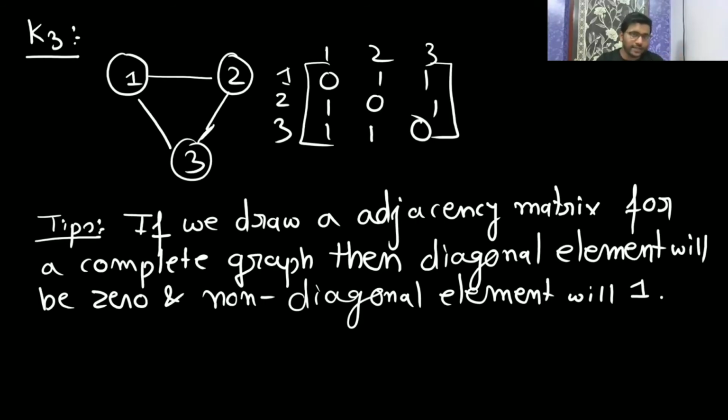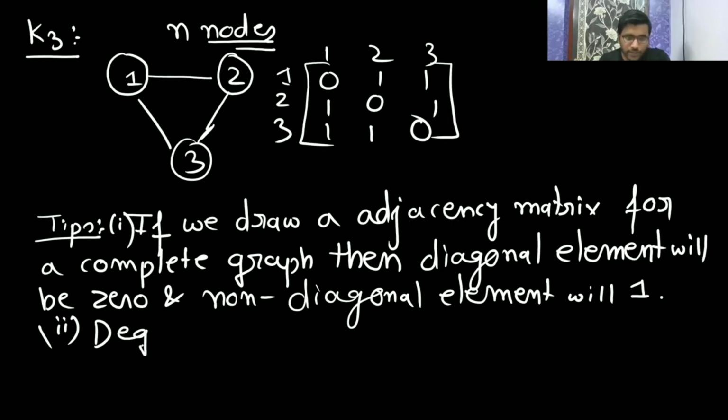They can say that K3 is a complete graph, try to find the adjacency matrix. So just write the number of nodes here, and then the diagonal will be 0 and the non-diagonal elements will be 1. And the degree: if you have n nodes, then each node gets connected with the remaining nodes, so the remaining nodes is n minus 1. So always the degree of any node is n minus 1.